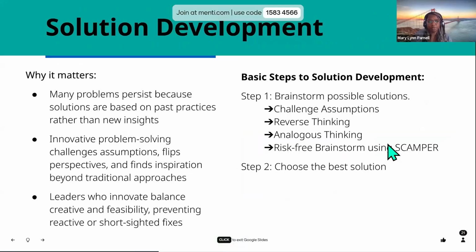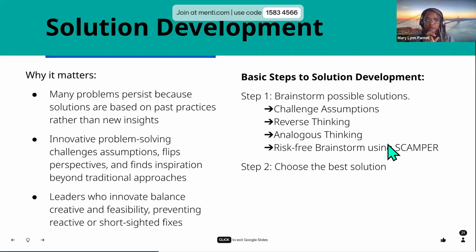But why is it important? Because many problems do persist, because some solutions are based on past practices rather than new insights. And hear me when I say past practices rather than new insights. You'll often hear people refer to best practices, and best practices really is the marriage of past practices with new insights, looking over time at what is successful and becoming best practice. So, how do we look at the past and include the new so that we can do our best work?